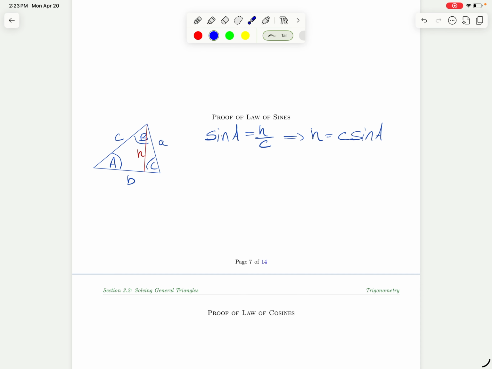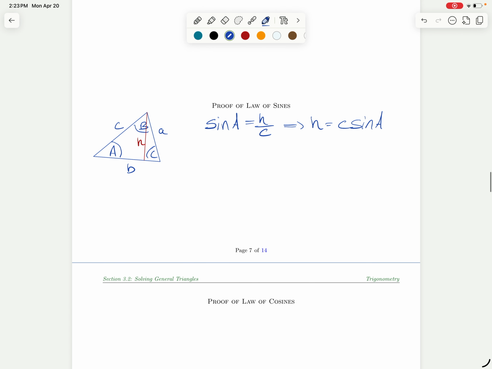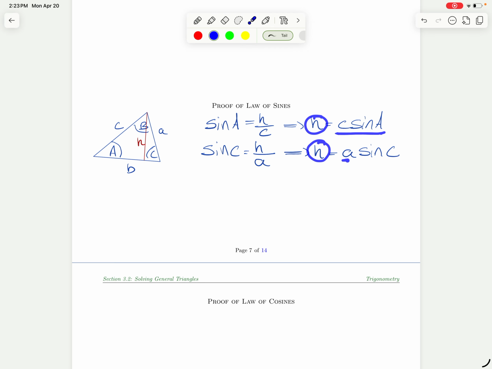Similarly, I can have a look at this little triangle, and I can talk about angle C. I can compute the sine of angle C, viewing C as an angle in the little triangle, and I get opposite, which is H over the hypotenuse, which is A, and so I get H equals A times the sine of C. And now we realize this is the same H, and so these two things have to be the same. And so I can equate C times the sine of A equals A times the sine of C, and I bet you can see what to do next.